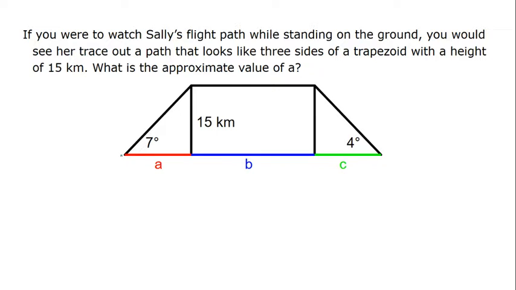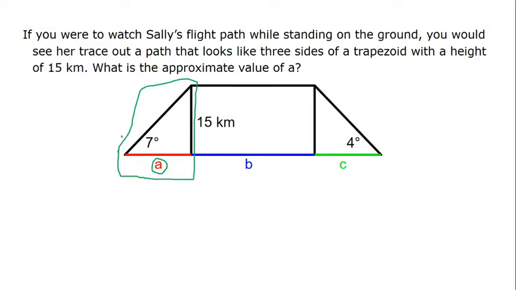So if we were to look at Sally's flight, it'd be as if she's taken off here on this first one, then she's cruising, and then she's landing. So we want to know what's the value of A here. So we're going to look just at this first triangle here on the left. We have an angle measure, we have a side measure, and we want to know a different side measure.